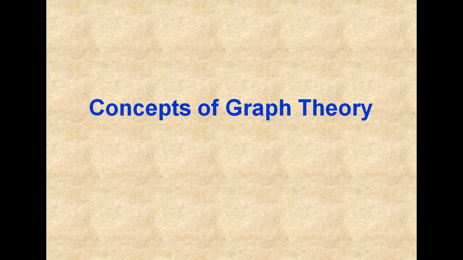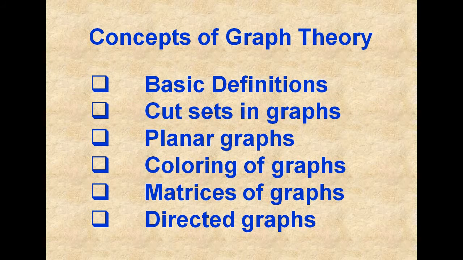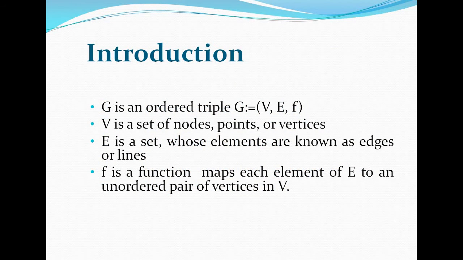Now let me say the concepts of graph theory. Concepts: we are going to see the basic definitions, cut sets in graphs, planar graphs, coloring of graphs, matrices of graphs and directed graphs. Introduction. A graph G is an ordered triple G equal to (V, E, F), where V represents the set of vertices, E represents the set of edges, and F is a function which maps each element of E to an ordered pair of vertices in V.